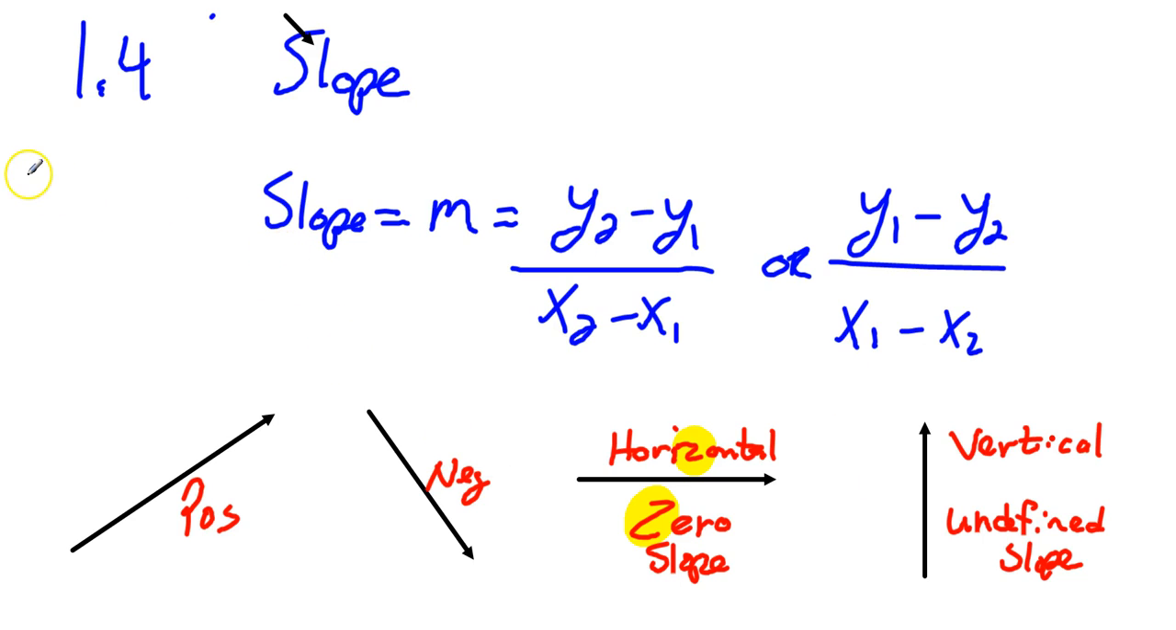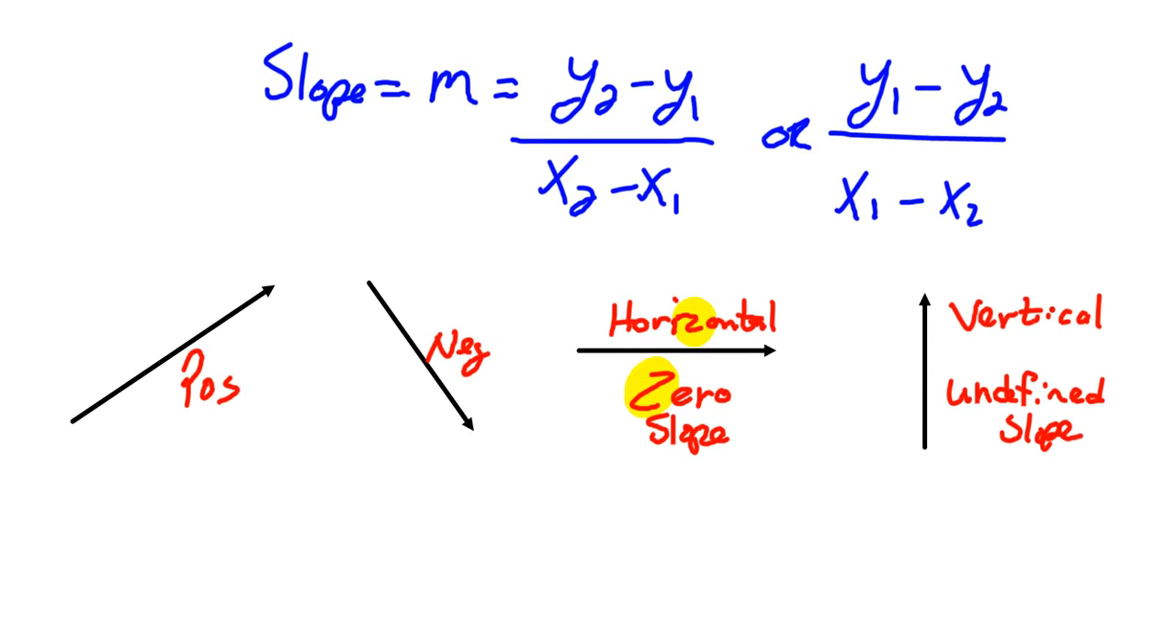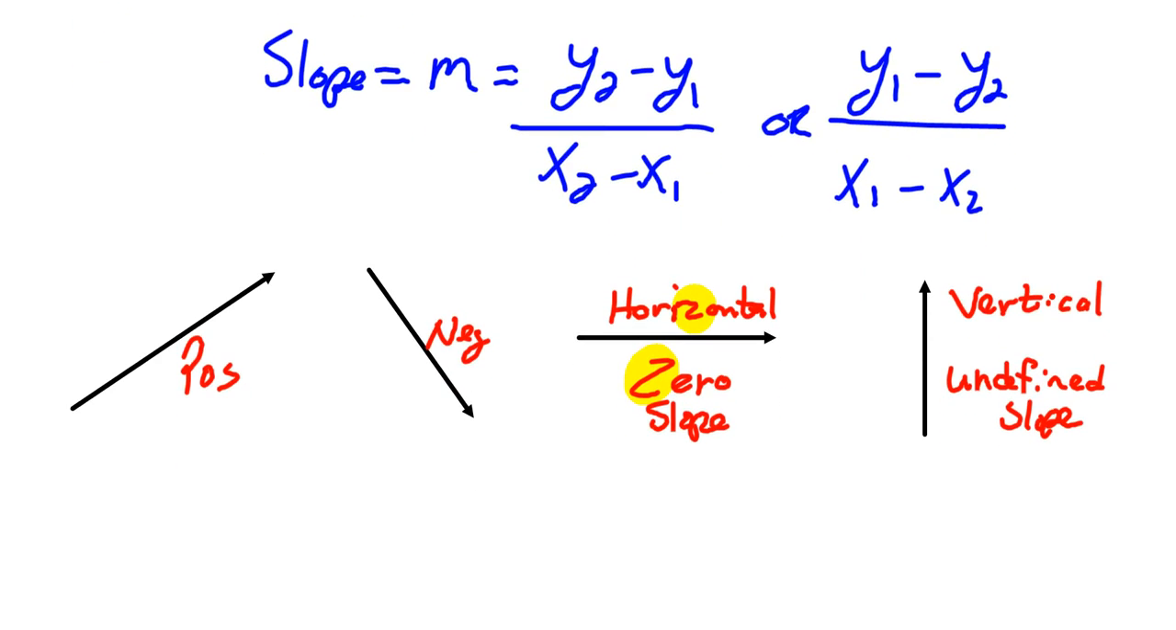But where they tie in with that one is they're going to give you some points of a line and say, okay, here's 2 points on the line. Tell me if it's positive. Tell me if it's negative. Just tell me what the slope is first, and let's go from there.